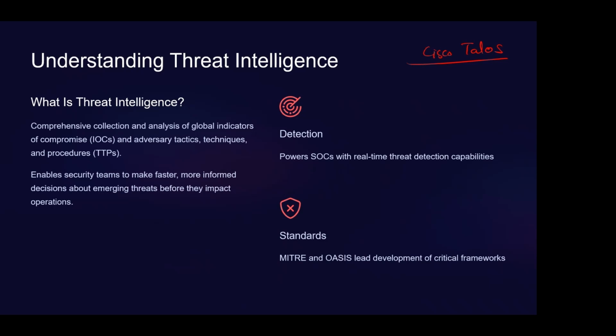They keep on researching and creating this database provided to the security intelligence, from where the network or the enterprises get the information about the security intelligence. Now, what is threat intelligence against which the security intelligence is provided? It is a comprehensive collection and analysis of global indicators of compromise and adversary tactics, techniques, and procedures. It enables the security teams to make faster, more informed decisions about emerging threats before they impact the operations.